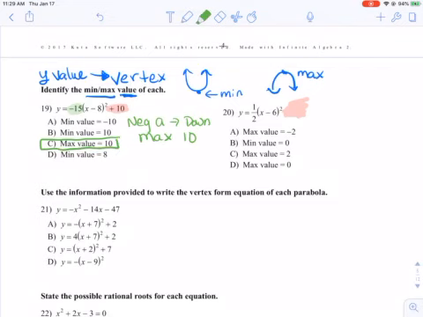right? And then here you have a positive A, which means that it's going to go up, and then there's nothing there. So this is 0, so it's going to be going up, so we have a minimum value of 0.